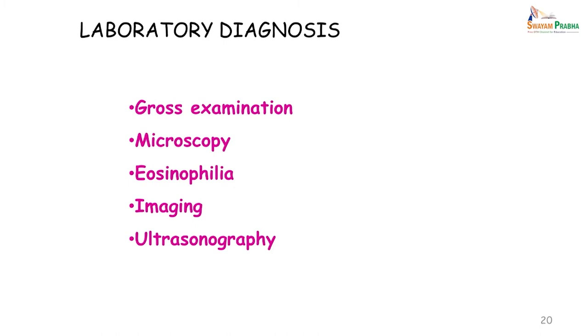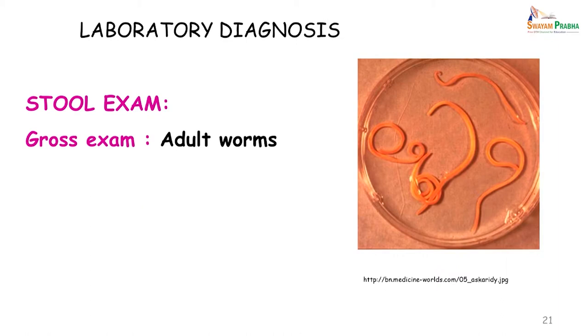The first thing would be to do a gross examination of the stool. You could do microscopy. You can demonstrate eosinophilia by doing a peripheral blood smear. Imaging techniques and ultrasonography can also be used to detect the presence of these worms. In gross examination, you would look for the adult worms. And as I mentioned before, the female worm is about 20 to 25 centimeters in length.